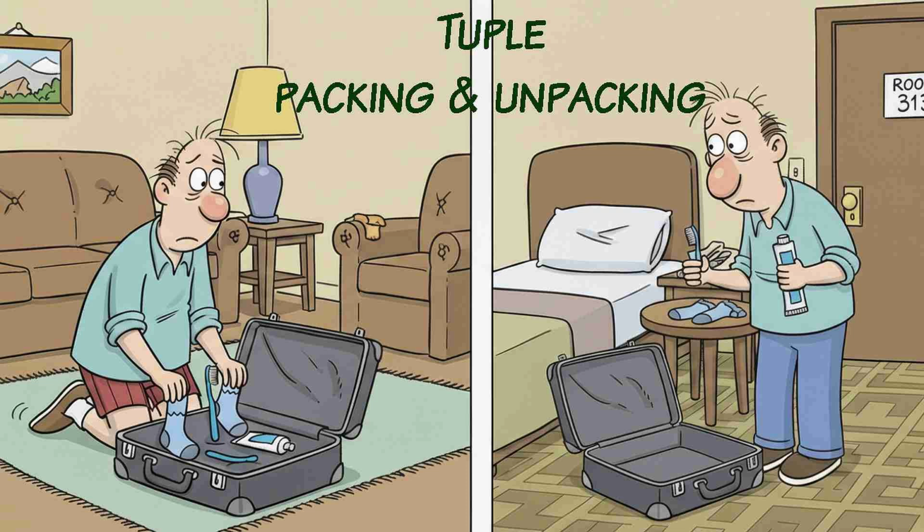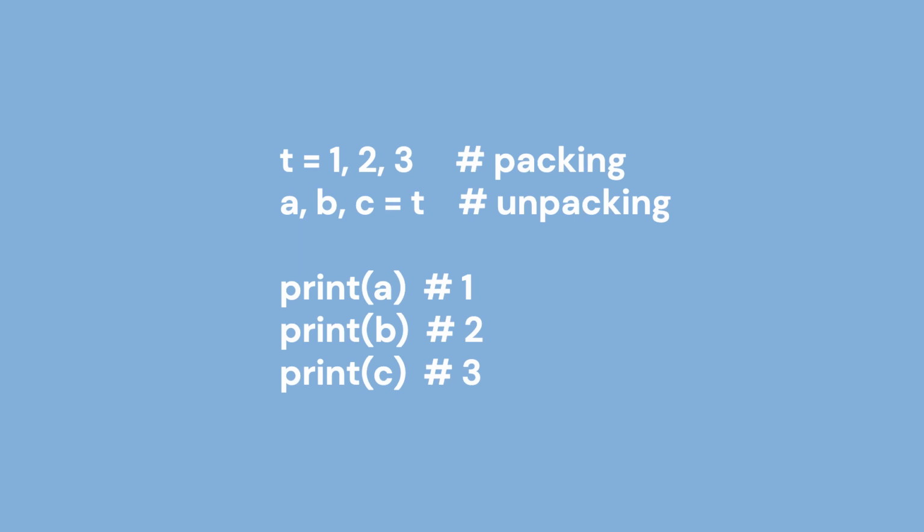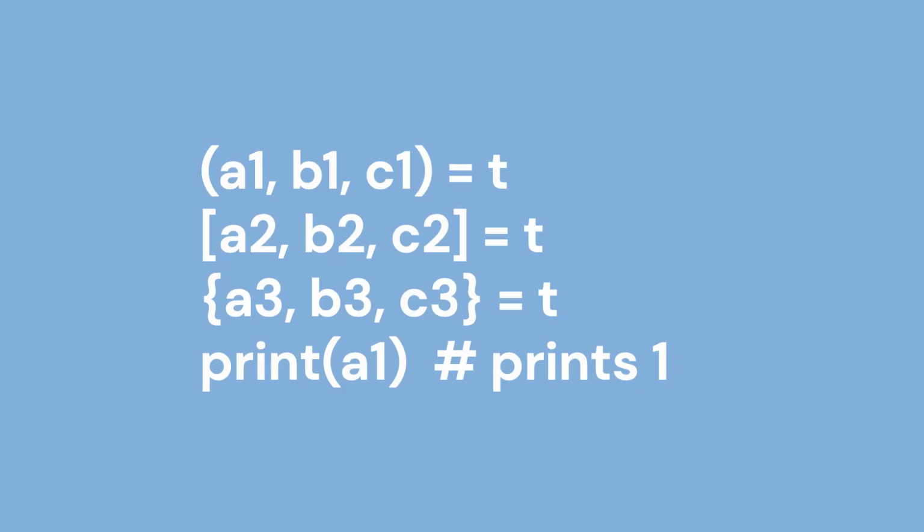Tuples pack values together. You usually see them with parentheses, but parentheses are actually optional when creating a tuple. Tuple unpacking. Since tuples are ordered, you can unpack them into separate variables. Important rule: the number of variables on the left must match the length of the tuple on the right. Also, the variables on the left are not a tuple. They're just multiple variables listed in order, even if you add brackets or parentheses. So those parentheses or brackets are just for readability. They don't make the left side a collection.